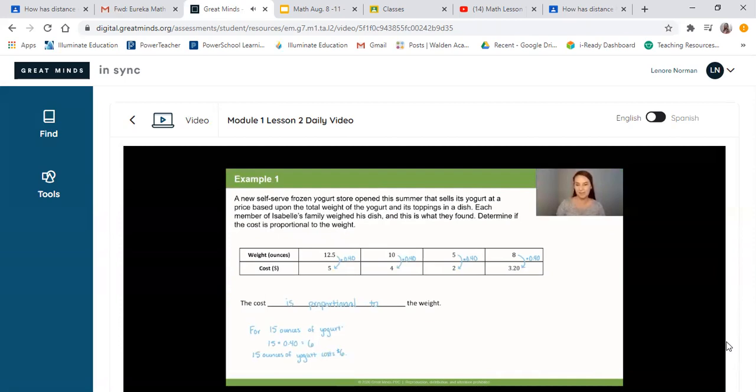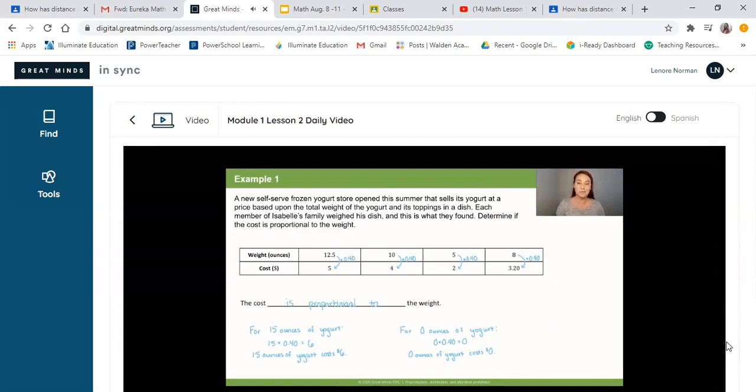Let's think. If Isabel's sister is not hungry and does not want any frozen yogurt, what would you expect her to pay for 0 ounces of frozen yogurt? You might have said $0. We can show this is true by multiplying this constant value of 40 hundredths by 0 ounces to get the cost of $0.